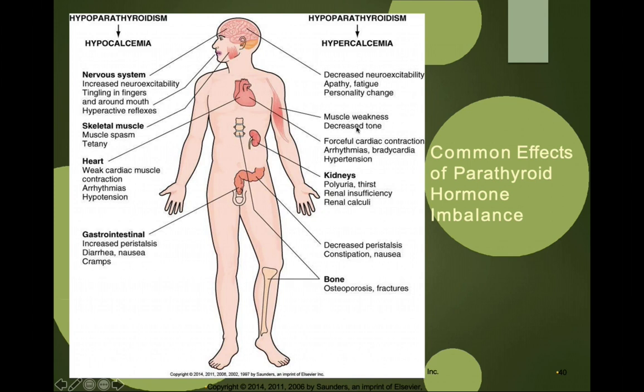With hyper, you'll get decreased muscle tone. You'll get forced cardiac contraction, arrhythmias, bradycardia, hypertension. With the kidneys, polyuria, thirst, kidney stones, renal calculi. There'll be constipation, nausea, decreased peristaltic contractions, and you'll get osteoporosis, which will result in bone fractures of the weight-bearing bones.